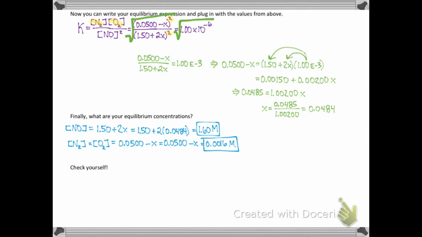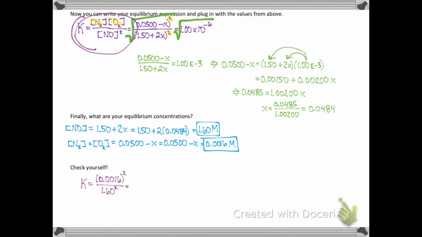So yes, problems like this can take a little while, and that's okay. They're usually worth a lot of points on a free response. Conveniently enough, if you have the time, you can also check your work and make sure that you did it right, because you can take these concentrations that you solved for and plug them back into your equilibrium constant expression. Remember, our equilibrium constant expression said that K was the concentration of nitrogen gas times the concentration of oxygen gas divided by the nitrogen monoxide concentration squared. So let's plug in these values.